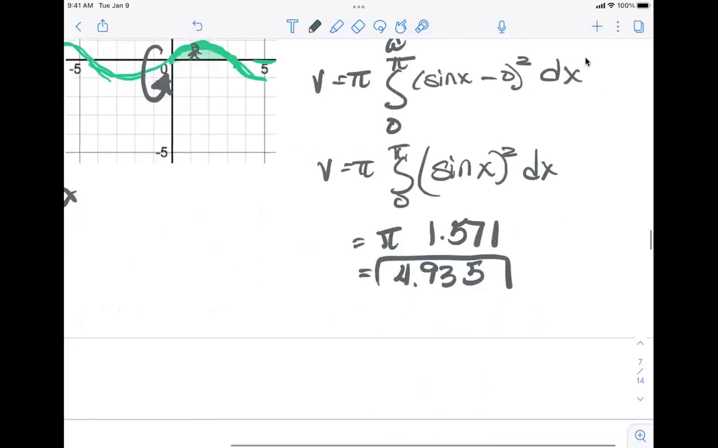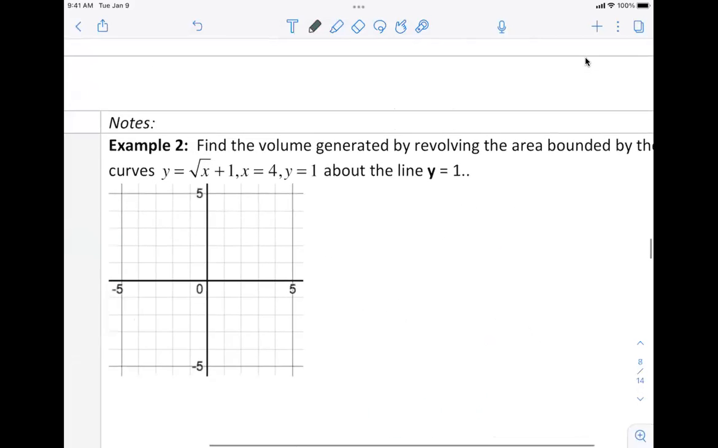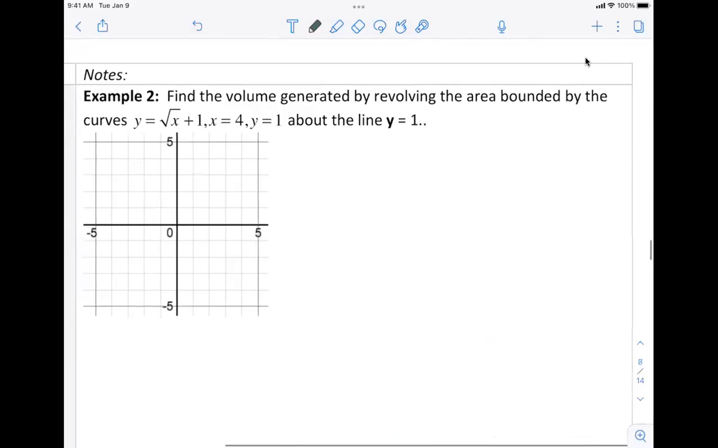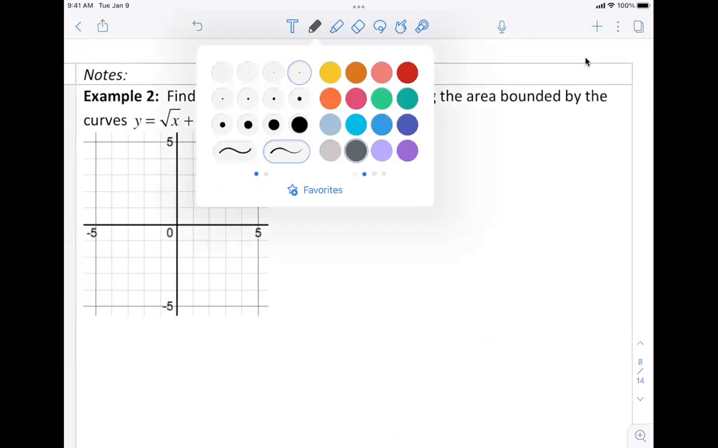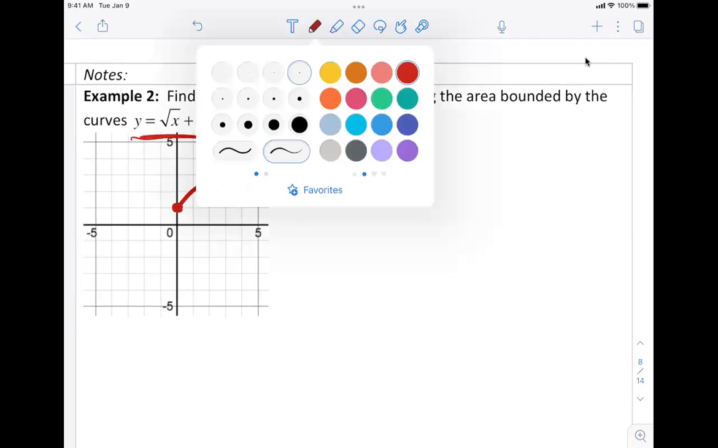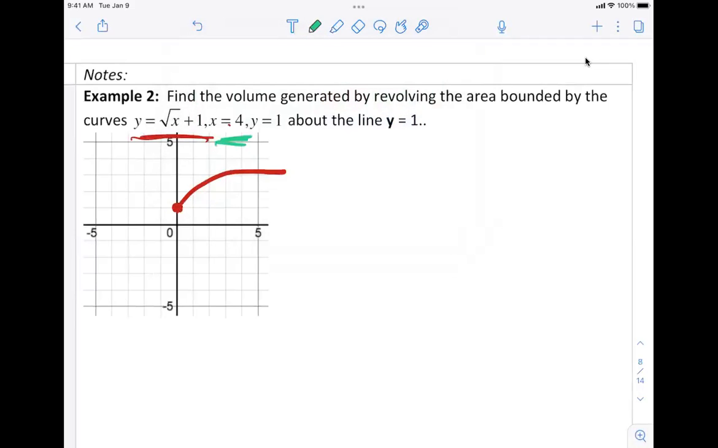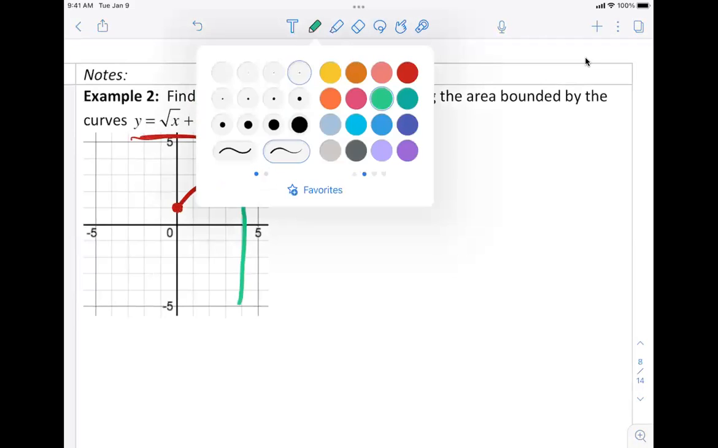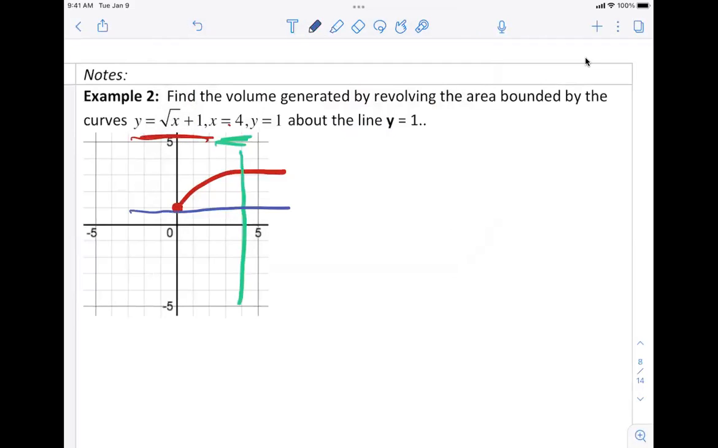All right, looking good, my friends. Example 2: find the volume generated by revolving the area bounded by all this stuff around the line y equals 1. All right, so the square root of x plus 1 is your square root curve, but shifted up 1. X equals 4 is a vertical line over here at 4. And y equals 1 is this one. So the region that we're talking about is everything in here.